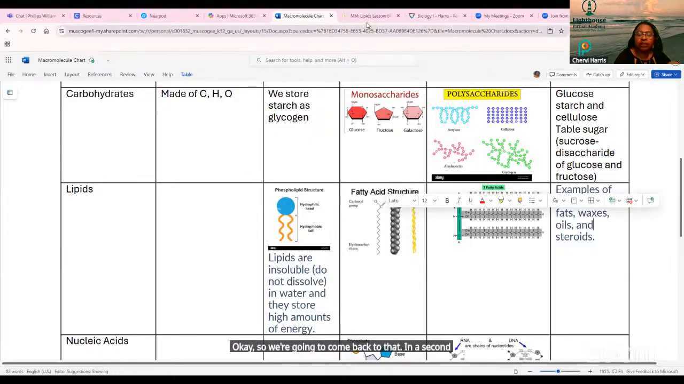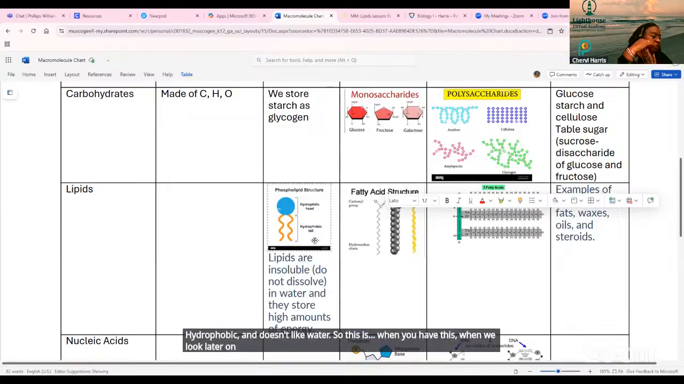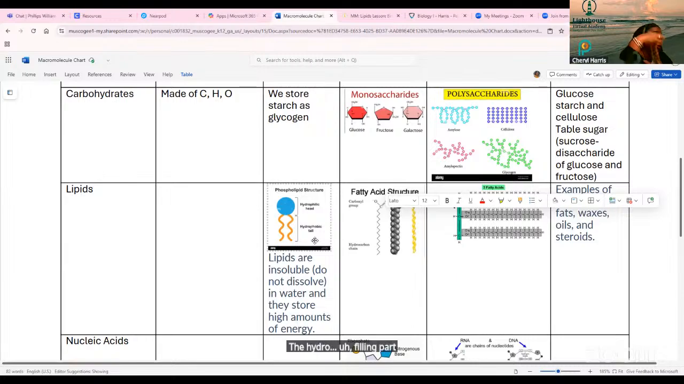You should put under there that they are insoluble in water. You should have this picture of the structure because we were looking at the fact that the fatty acid, as a unit, has an end that is hydrophilic, which means that end likes water, and a hydrophobic end that doesn't like water. Later, when we look at the cell membrane, the hydrophilic part will let water in, and the hydrophobic part repels the water.